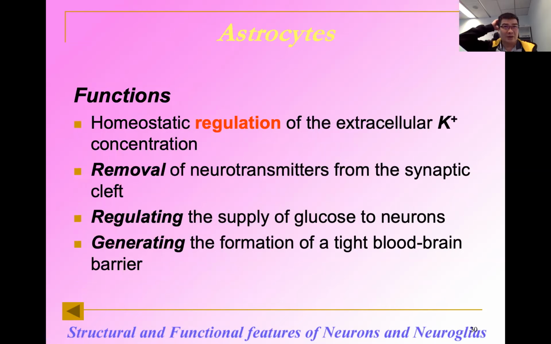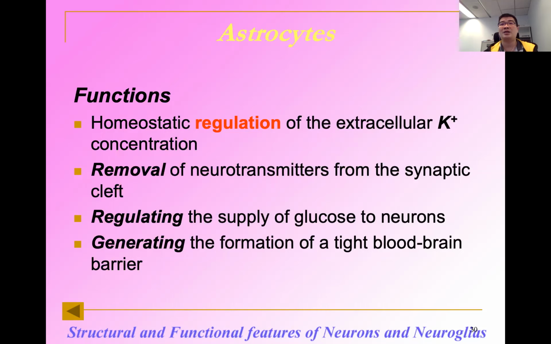Now the function of it is homeostatic regulation of the extracellular potassium ion. Okay, and also the removal of neurotransmitter from the synaptic cleft. When we talk about the neurotransmitter pathway, you'll see that the astrocyte also helps synaptic transmission. Once the neurotransmitter is released, it needs to be removed as soon as possible.